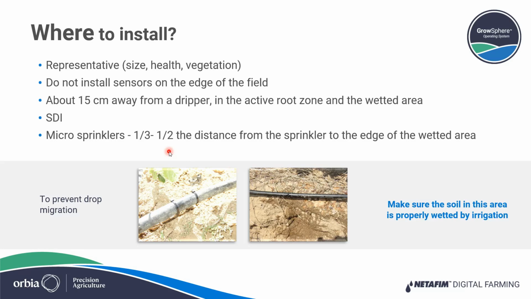Now, in the picture on the left-hand side, you see there are zip ties. This is something just to locate the drop on the lateral, to force the water to penetrate the soil where the sensor is. Because sometimes there is a drop migration along the lateral and the water doesn't penetrate. And again, you would think that the sensor is not working, but eventually it is not getting wet by irrigation.